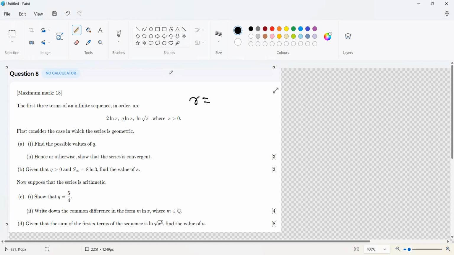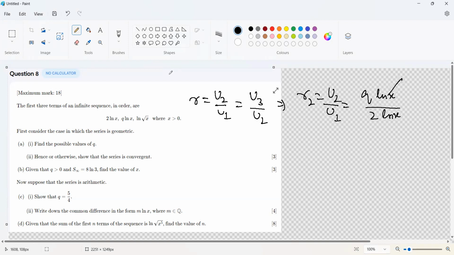R, which is the common ratio, is U2 upon U1, and similarly equal to U3 upon U2. So R, which is U2 over U1, is equal to Q ln x upon 2 ln x. It is coming out Q by 2. Now R, which is also U3 upon U2, is ln root x upon Q ln x.